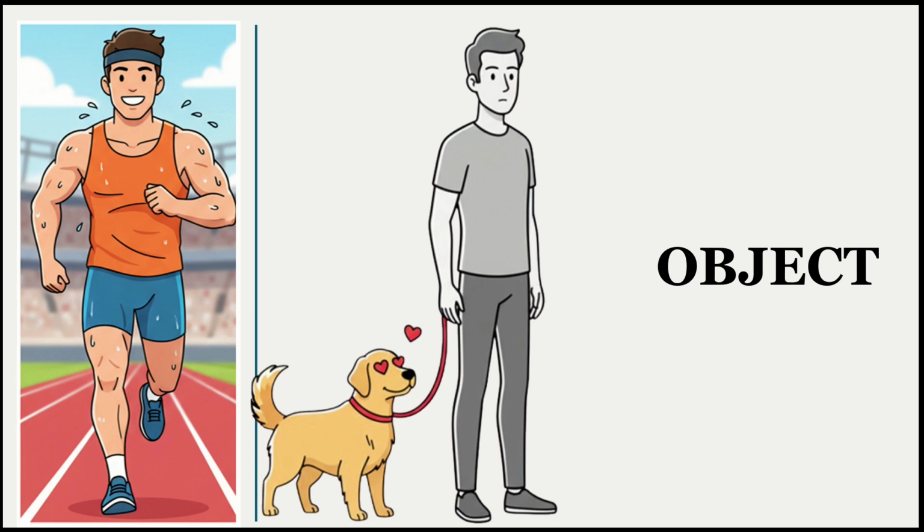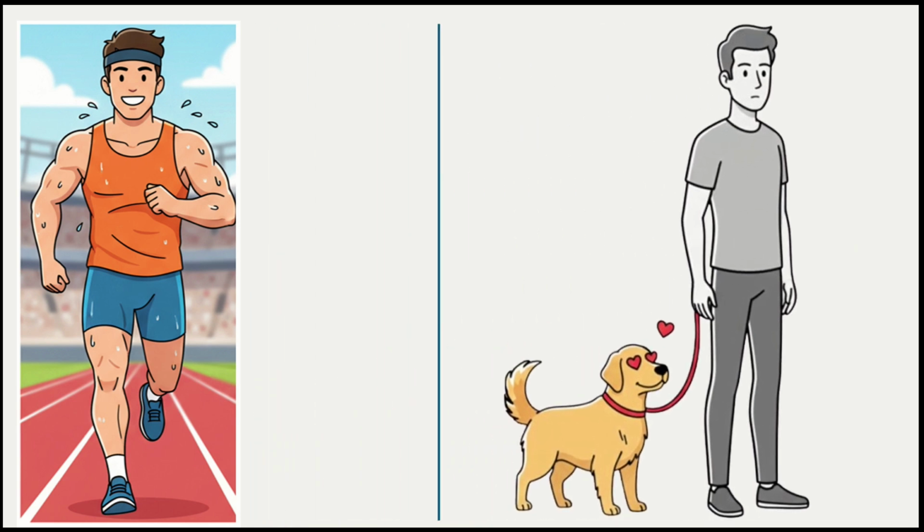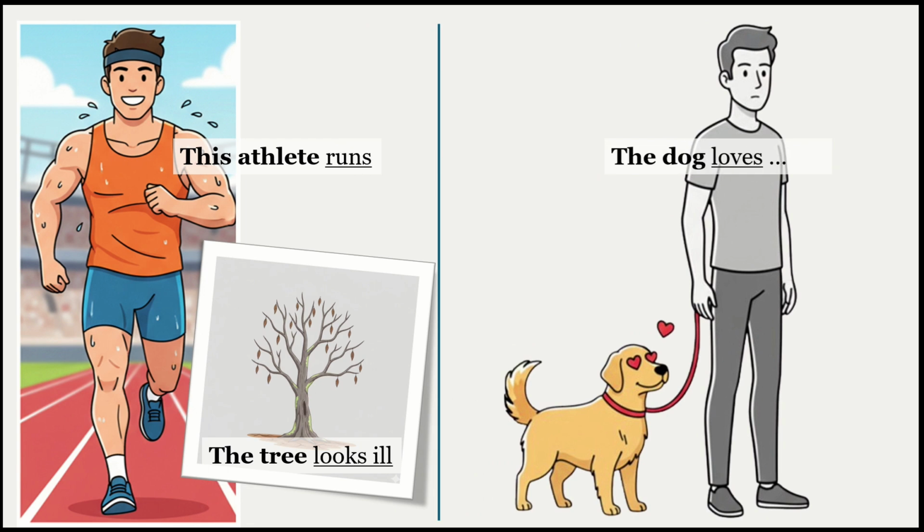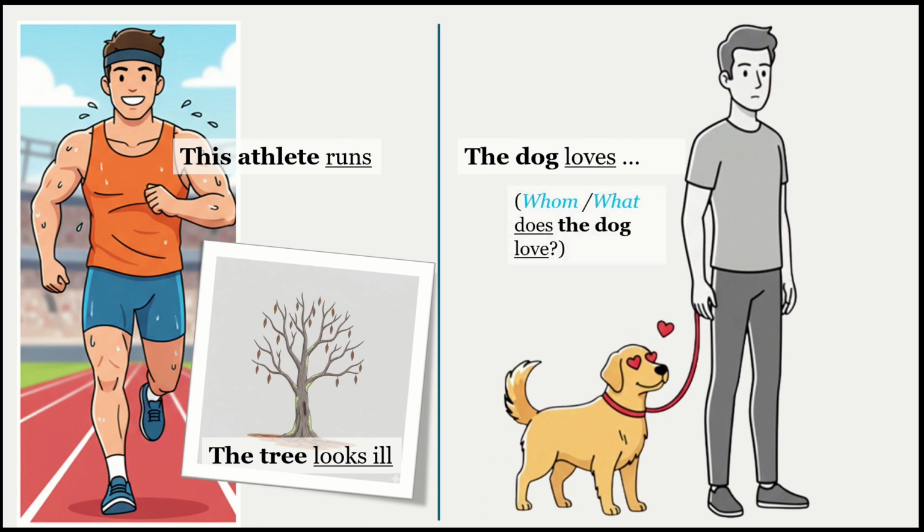Object. A sentence can be complete with just a subject and a verb, or its substitutes, showing what the subject does. This athlete runs. The tree looks ill. But some sentences are incomplete just this way. The dog loves. What or whom does the dog love? The dog loves its owner.